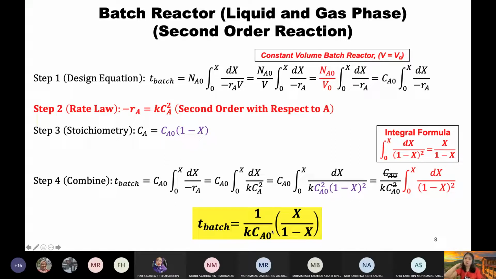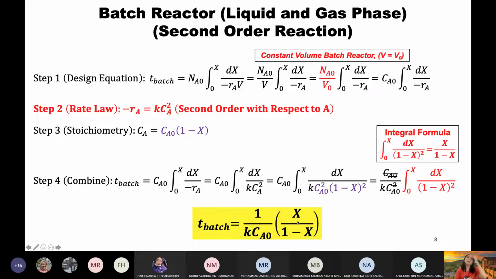Okay, so meaning, katakan dalam soalan, dia ask you to find reaction time. So if you are given K, you are given CA naught, you are given X, you can find reaction time. Or let's say, dia nak kamu cari K. So dia beri kamu reaction time, dia beri kamu CA naught, dia beri kamu X, you find K. Or they can also ask you to find CA naught. They beri kamu reaction time, they give you K, they give you X. They ask you to find CA naught.